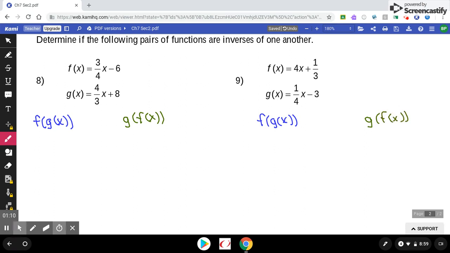So this is it right here, literally. This is what we have to do a proof. So we have to do both of these, and I will wait to show you the outcome to see how we conclude whether they're inverses or not.